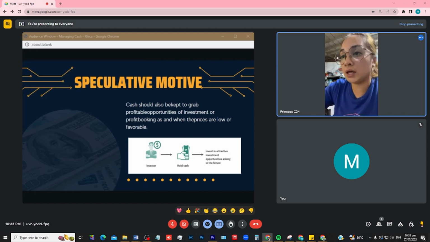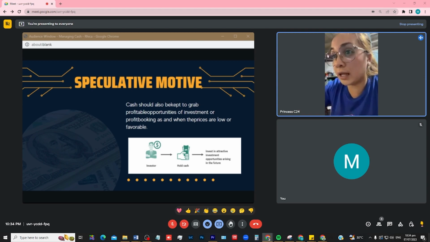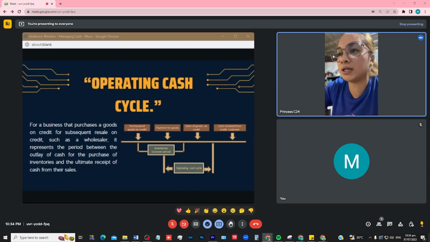Next is speculative motive. As you can see in the picture, cash should also be kept to grab profitable opportunities of investment or profit booking, as and when the prices are low or favorable. Also, in the next slide, operating cash cycle.